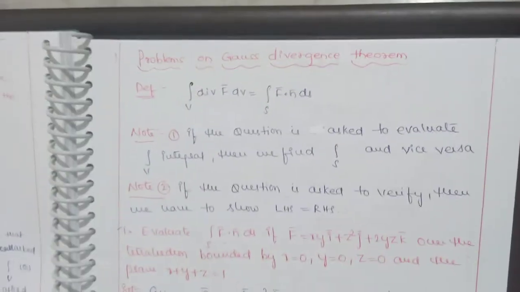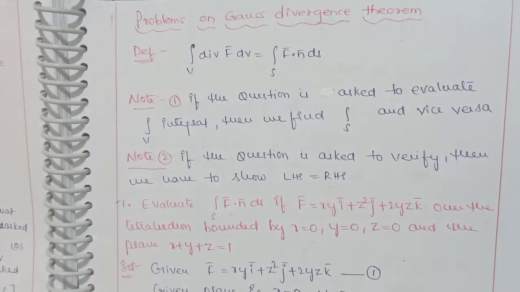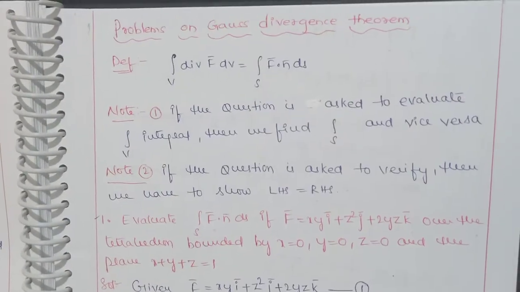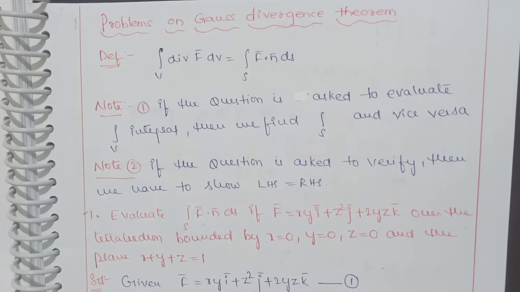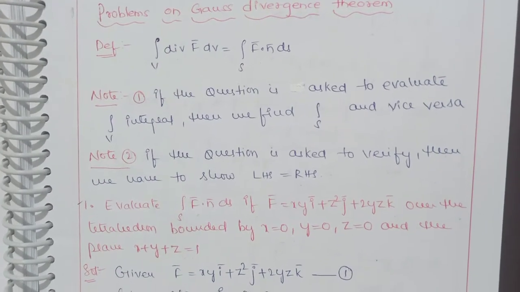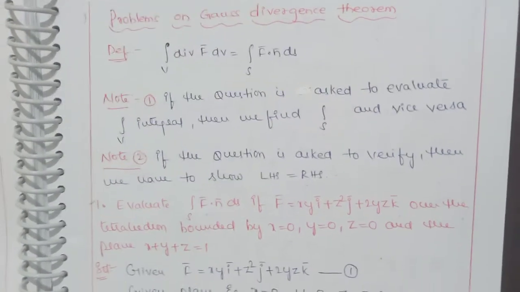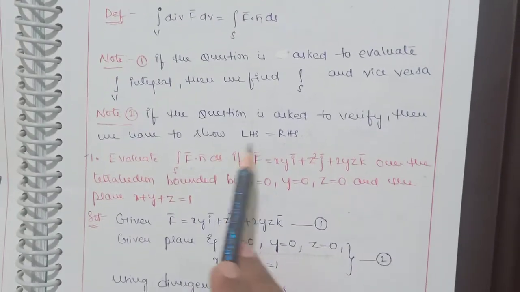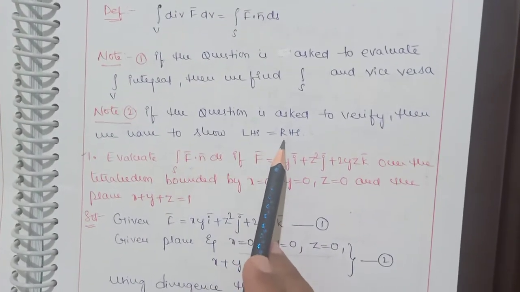Today we are going to discuss problems on Gauss Divergence Theorem. In this, first you see that if the question is asked to evaluate volume integral, then you find surface integral. If the question is asked to find out surface integral, then you evaluate volume integral. If the question is asked to verify, then you have to show LHS is equal to RHS.